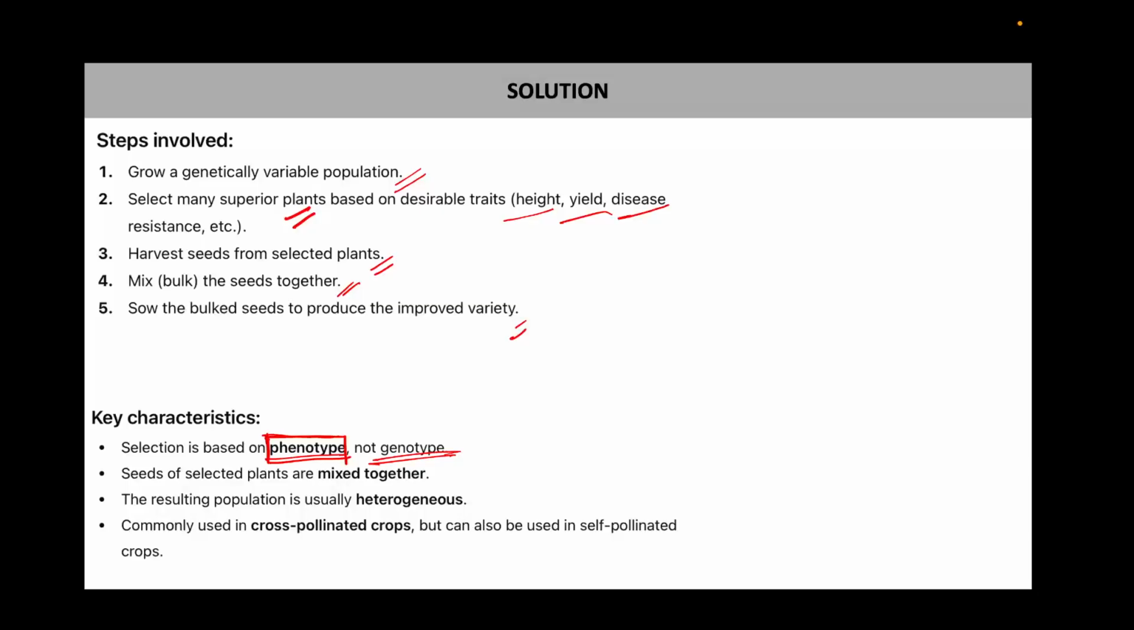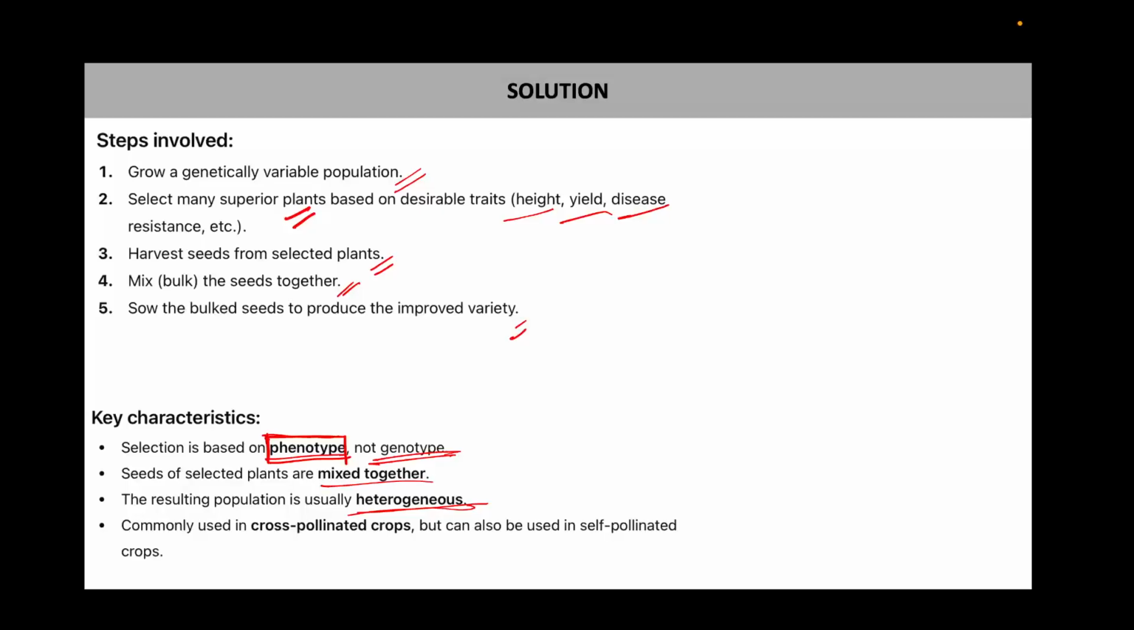Only phenotype is considered for mass selection, and seeds of these plants are basically mixed together because there is no concept of genotype. That means whether the seeds are heterozygous, homozygous, or their genetic combination is not considered. Therefore, whatever plants are of good quality, their seeds are collected and mixed together. Now, because the genetic combination is not taken into consideration, and the seeds are mixed, the population is usually heterozygous. There's very little chance that a homozygous population is there because we are not crossing them.